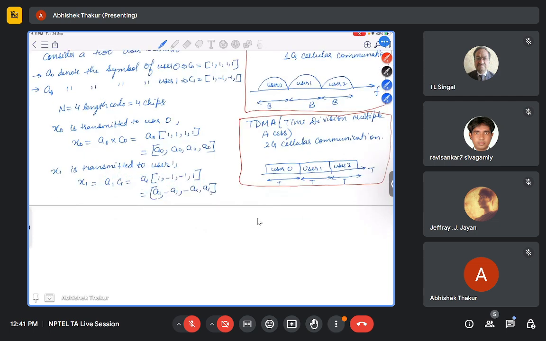So now the transmitted signal x is equal to x naught plus x1. So x will be A naught plus A1, A naught minus A1, A naught minus A1, A naught plus A1. So this is our x.